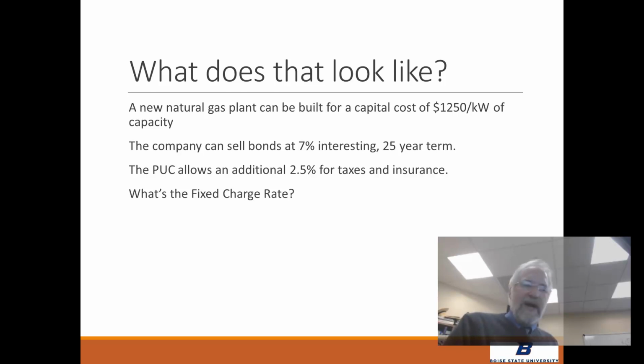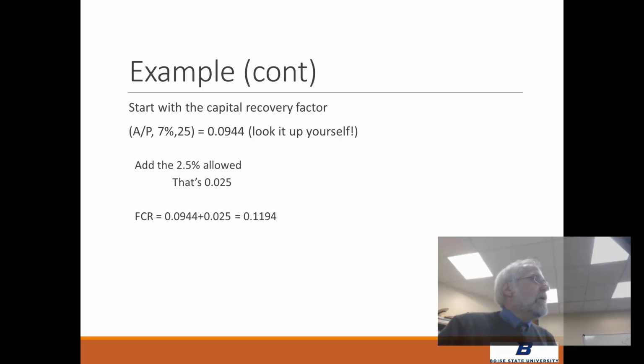Let's say the company sells bonds to finance this at 7% interest. It's a 25-year term. The PUC allows an additional 2.5% for taxes and insurance. So what's the fixed charge rate that we apply to this to come up with that fixed cost? Well, here's the answer. You get that capital recovery factor, the A given P, 7%, 20. Look it up like we did before. That's 0.0944. We add the 2.5%. That's 0.025. Put together, our fixed charge rate for this example is 0.1194. Just a little shy of 12%.